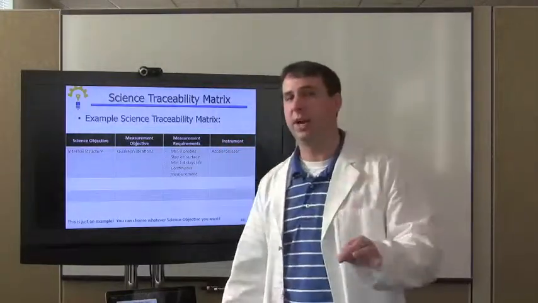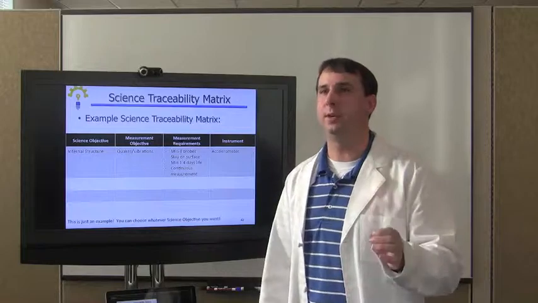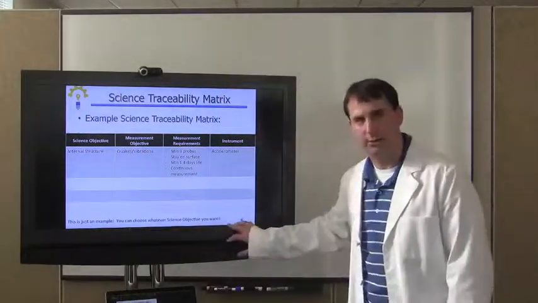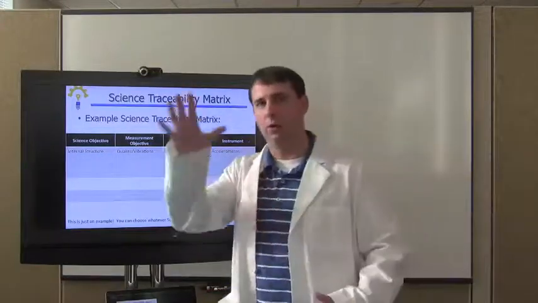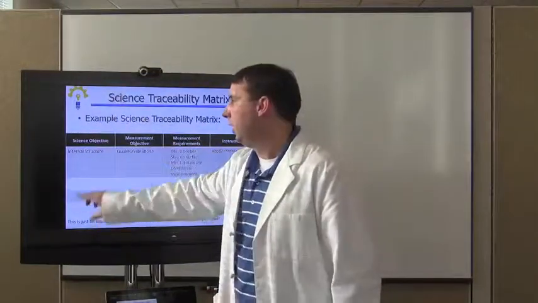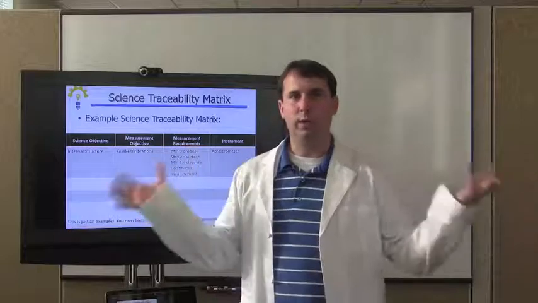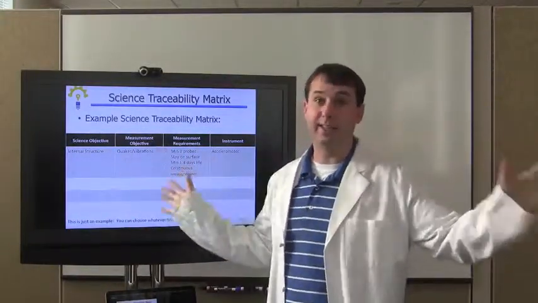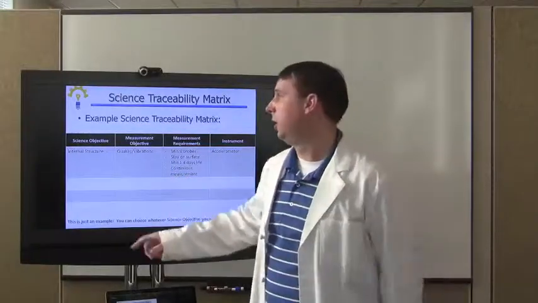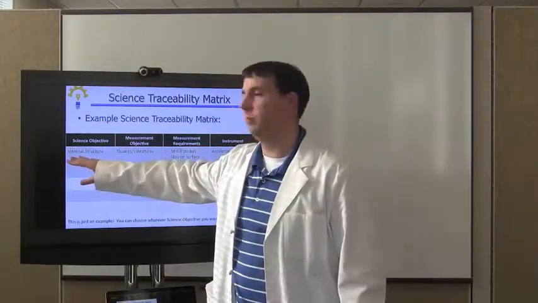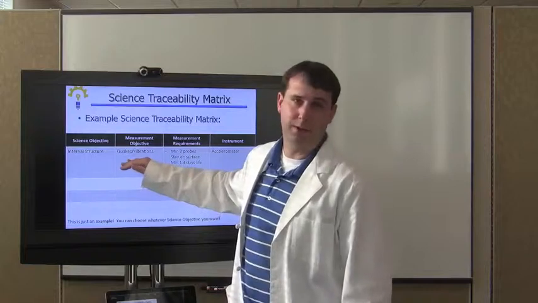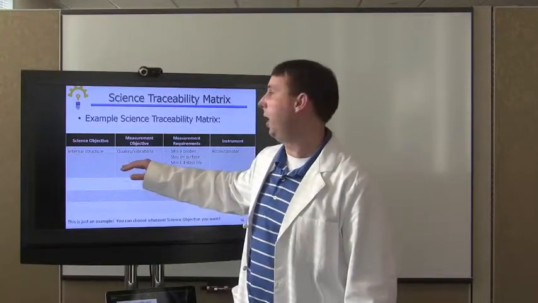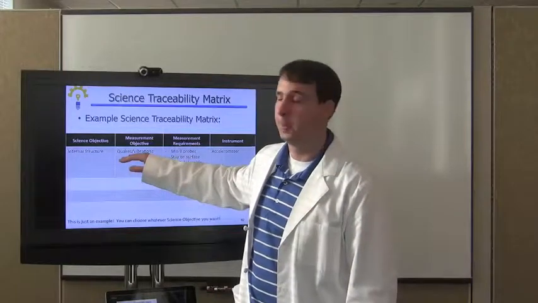This is an example science traceability matrix. A science traceability matrix starts with your objective and ends with your instrument, so it's a logical step by step. Our science objective is to determine the internal structure of Enceladus. This is just an example, okay? That's our objective. What are we actually measuring on Enceladus? We're not measuring internal structure. There's no such thing as an internal structurometer. We're actually measuring quakes and vibrations, okay?